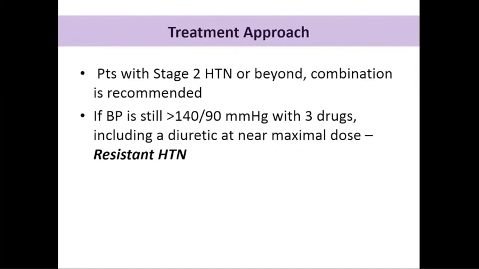But when you give spironolactone, make sure you check the potassium level. It should not be more than 4.5 millimole per liter. The renal function should not be less than 25 ml per minute. 30 ml per minute also we don't usually give, because spironolactone does not work there.